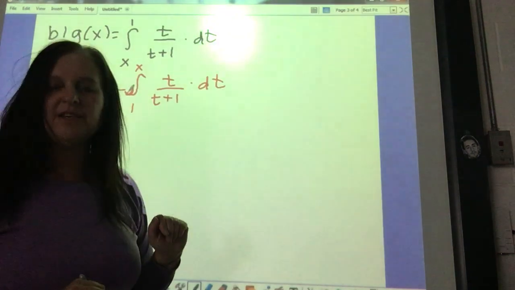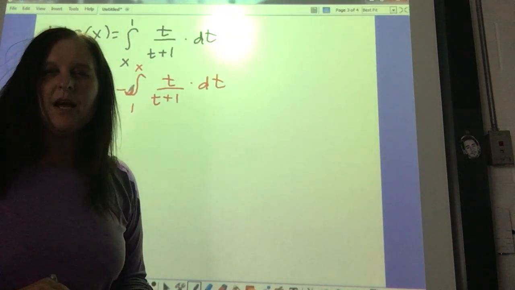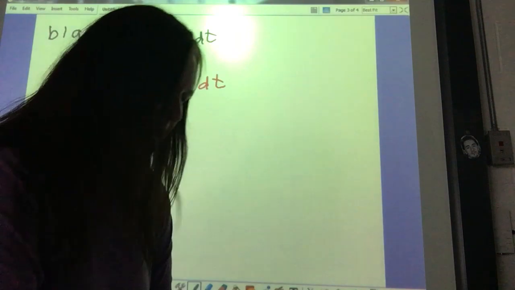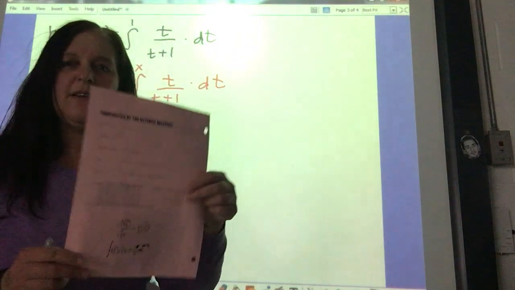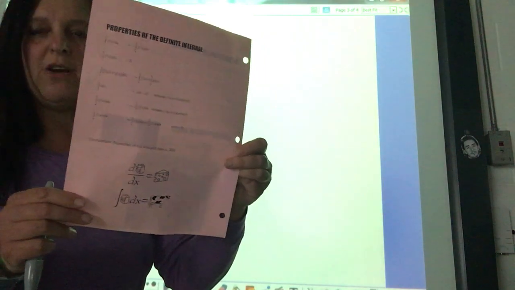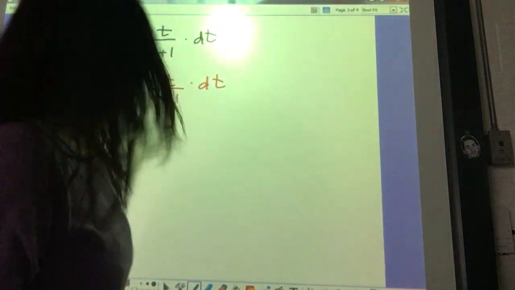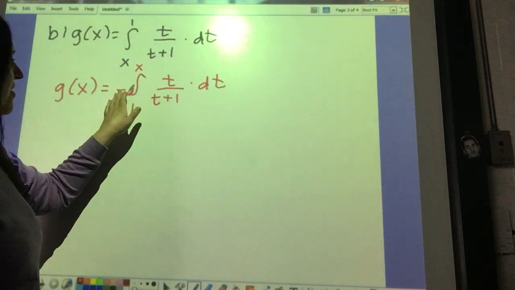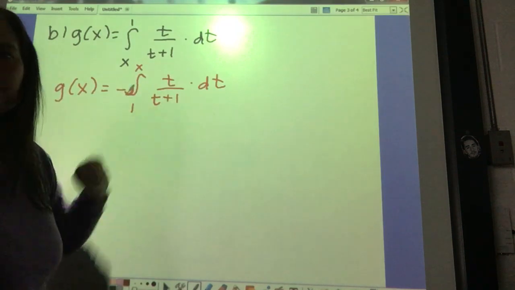So again, I did give you that sheet with all the integral rules. I think it's that pink sheet. Yeah, I have it right here. So these are the properties of the integral. So make sure you're following along, and they are in your textbook as well. So if you just make it negative, you can change it around, but this stays the same.